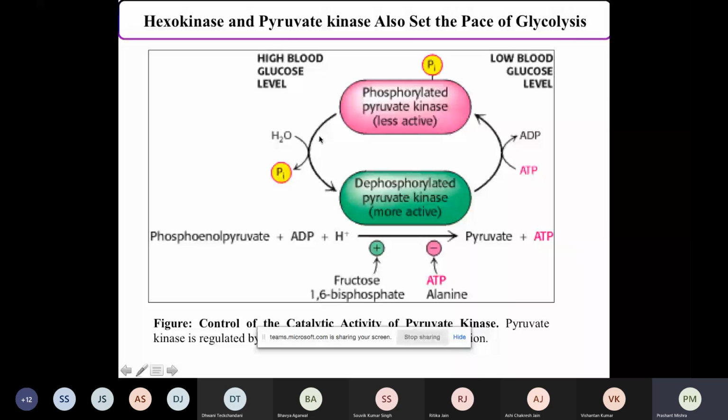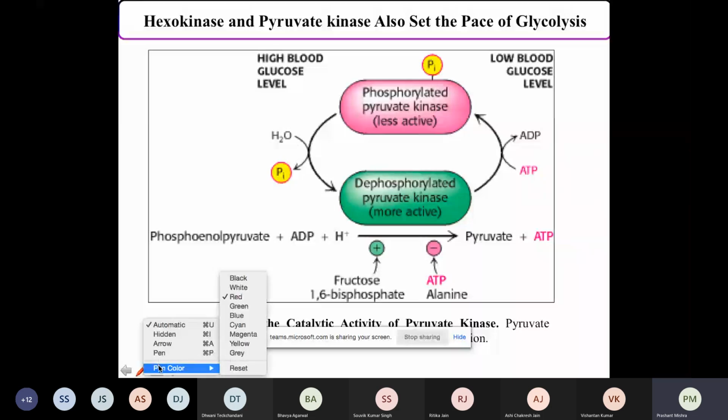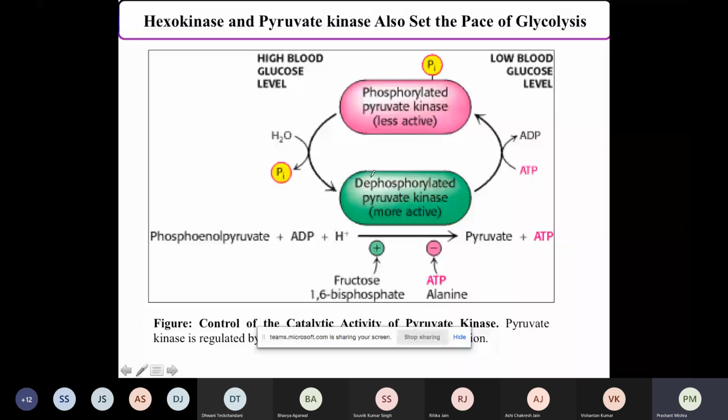When there is a high blood glucose level, under those conditions, this reaction occurs. You have a phosphorylated pyruvate kinase, which is less active. It becomes active when one phosphoryl group has been removed. You have an enzyme called a phosphatase, which will remove phosphate from pyruvate kinase. Suppose there is a phosphate associated with the enzyme; this will be removed. Once it has been removed, it becomes dephosphorylated and more active.